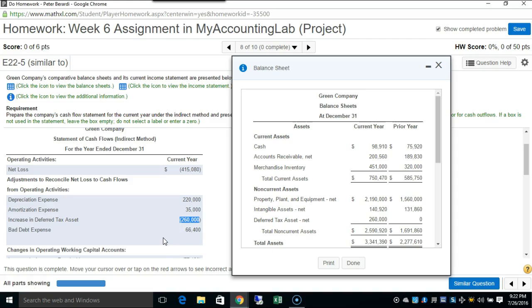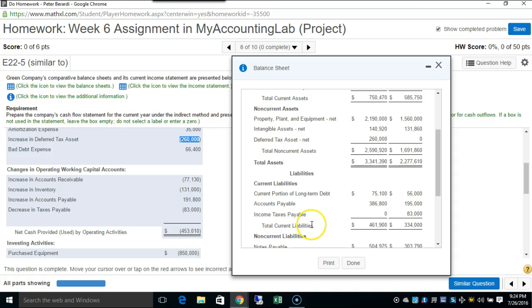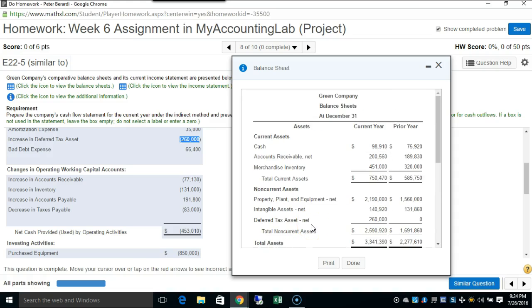Now let's go on to changes in our working capital accounts. Changes in operating working capital is our current assets versus our current liabilities. So we look at our current assets on our balance sheet, and we're going to look at our current liabilities, which represent our working capital. So current assets and current liabilities are your working capital. The changes from one period to another will go into the operating activity section of the cash flow.